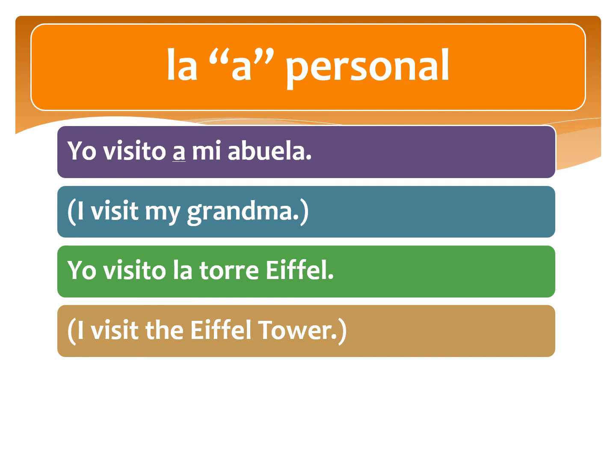All right, so the personal a, or the a personal. Yo visito a mi abuela. Anytime I'm doing action that's direct towards another person, I want that personal a. So, I visit my grandma. If I visit an item or do something to an item or an object, then I would not use the personal a. Yo visito la Torre Eiffel. I visit the Eiffel Tower. Notice how this sentence translates word for word, but the other one did not translate exactly word for word.